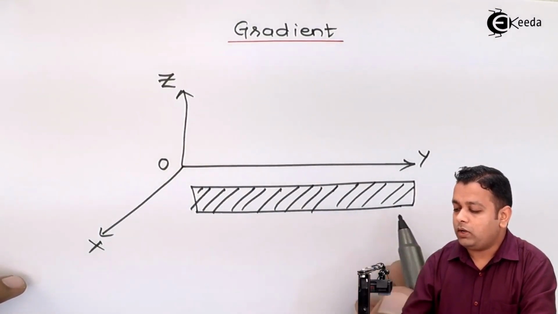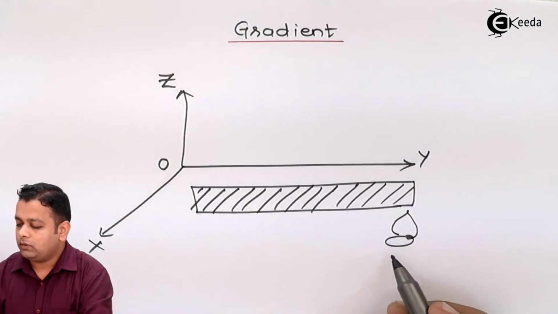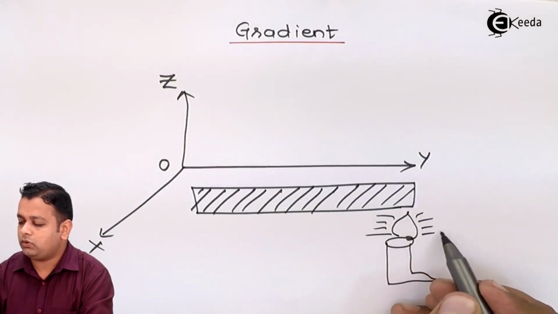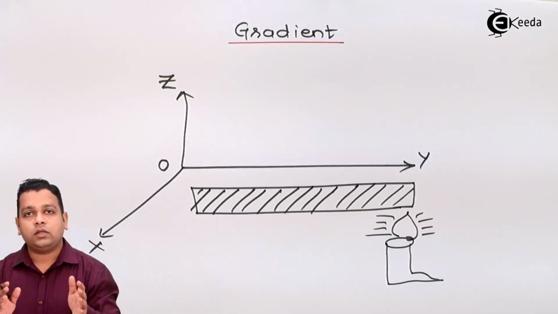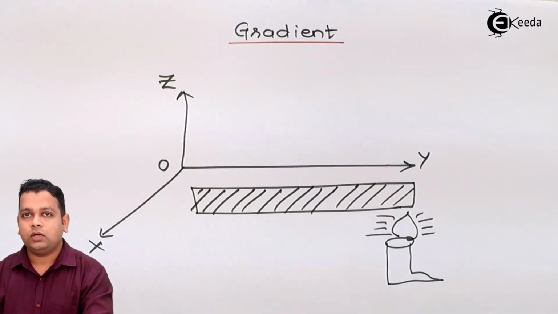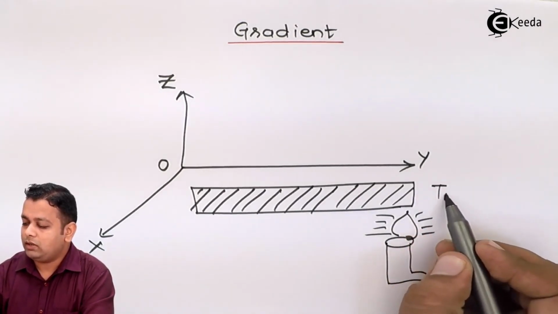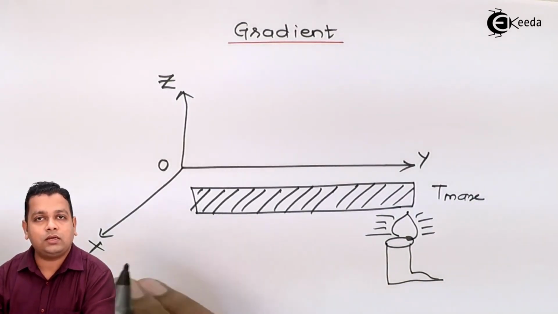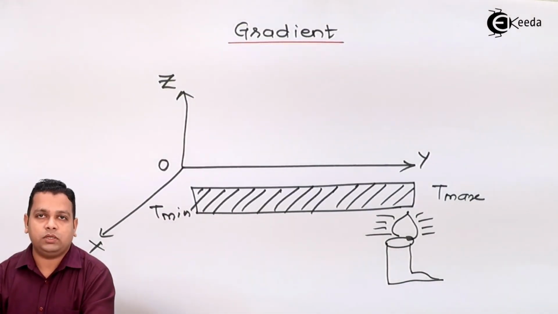Now beneath one end of this metal rod, I put a candle. So at this end, suppose a burning candle is put here. It is obvious that this end will be heated up. As the material configuration is uniform in the body of this metal rod, the temperature at this end will be the maximum. So I can write T max here, and the temperature at the end where there is no candle will be the minimum temperature. I can say T minimum.